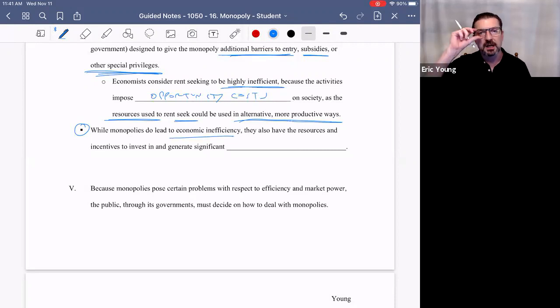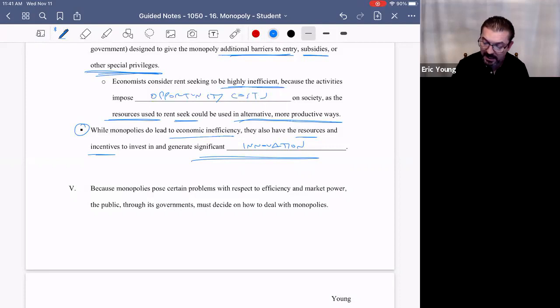But because monopolies are typically profitable, and because monopolies therefore typically have lots of cash, monopolies oftentimes have both the resources and the incentives to invest in and generate significant innovation. If you really think about it, a PC firm, which you know has long-run profits of zero, really has no capacity to engage in significant research or innovation. They don't have any money. They don't have any profit. Or they have normal profit. They have no excess of cash.